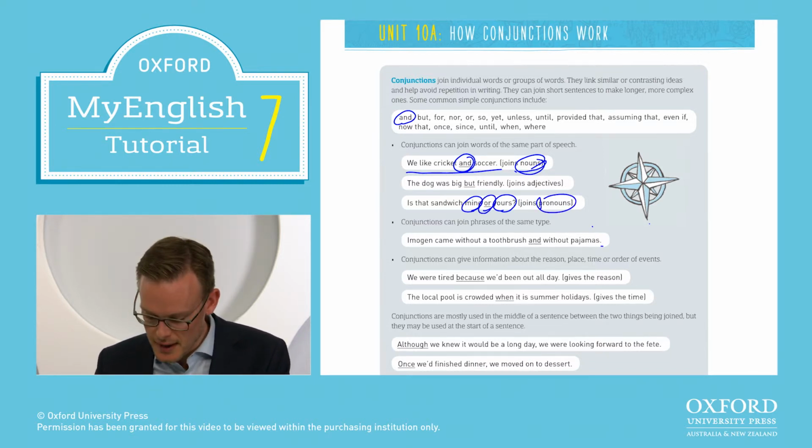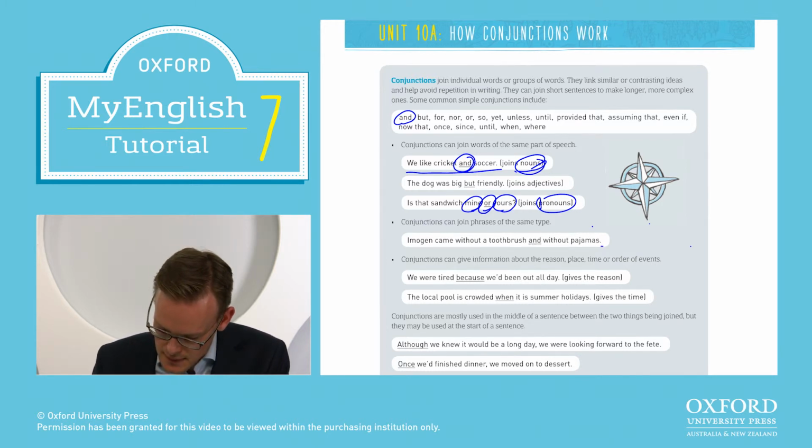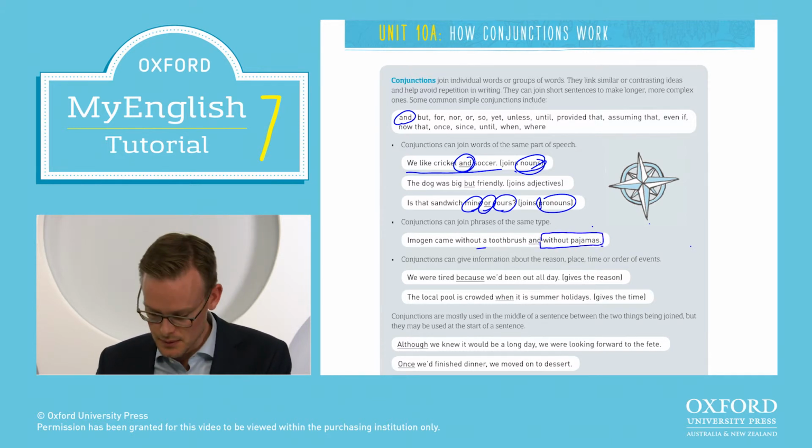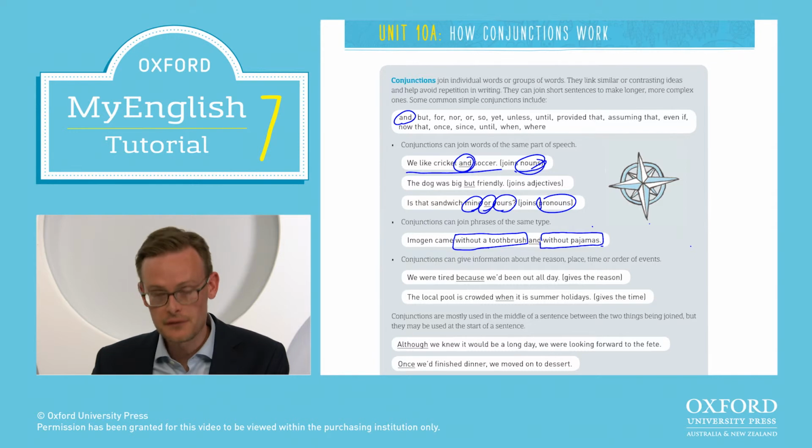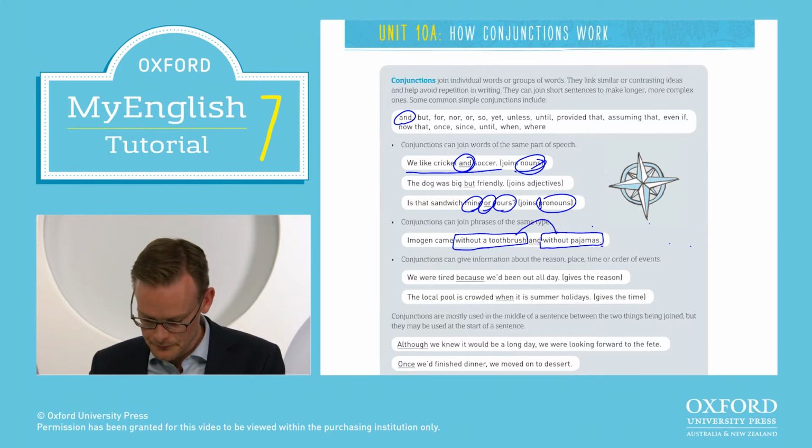Conjunctions can also join phrases which are the same type. If we had a sentence that said, Imogen came without a toothbrush and without pyjamas. The conjunction and joins the two phrases, without a toothbrush, without pyjamas. So we know that Imogen came without both of these things, and that they're phrases that are of the same type that are joined by the conjunction and.